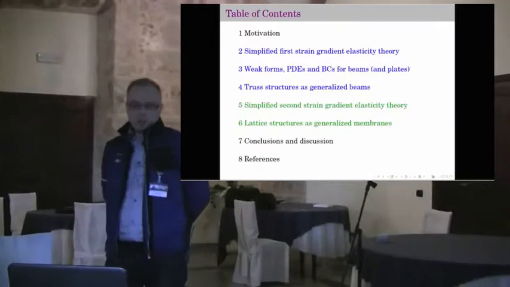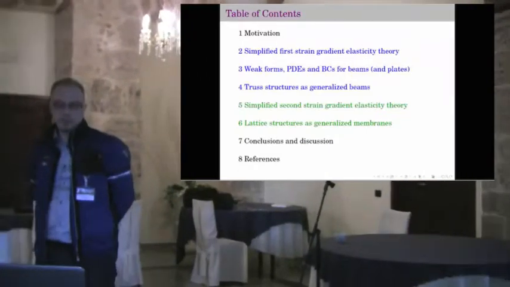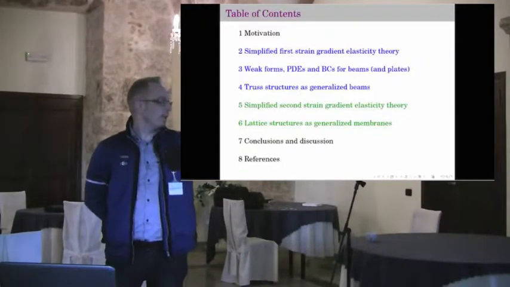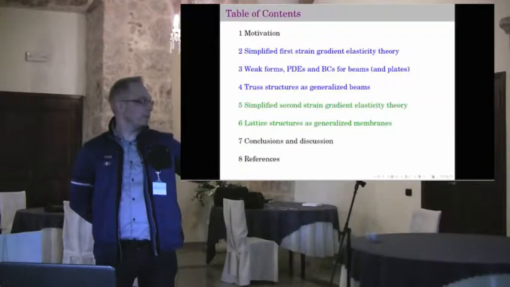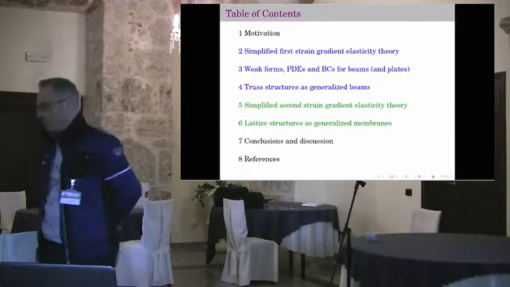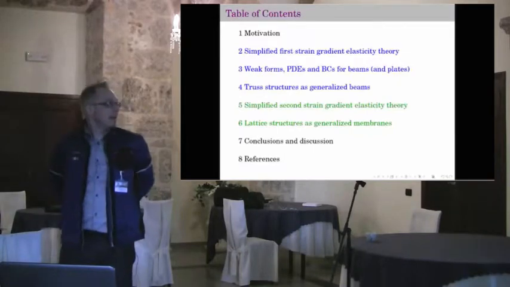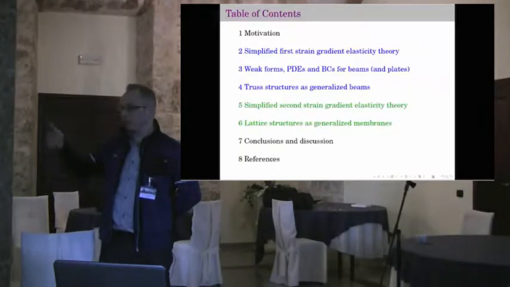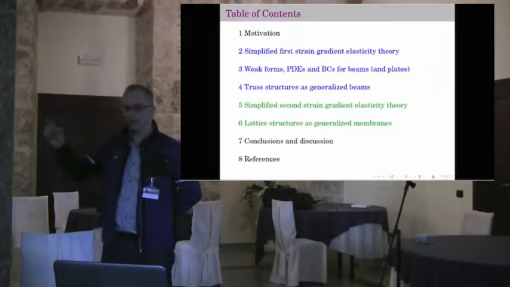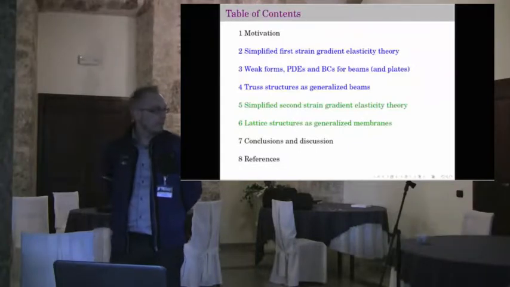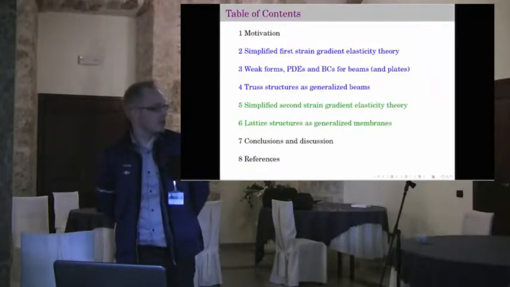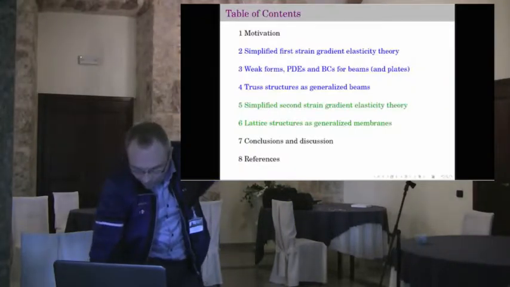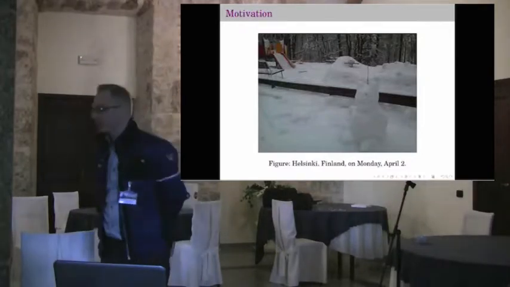So I first, very shortly, go through the simplified first strain gradient theory, because everybody knows it. Then I think about a very practical example, truss structures. And then higher order, which is second strain gradient, meaning third displacement gradient. So we use a little bit different terminology. And then lattice structures in that framework. So this is my plan.